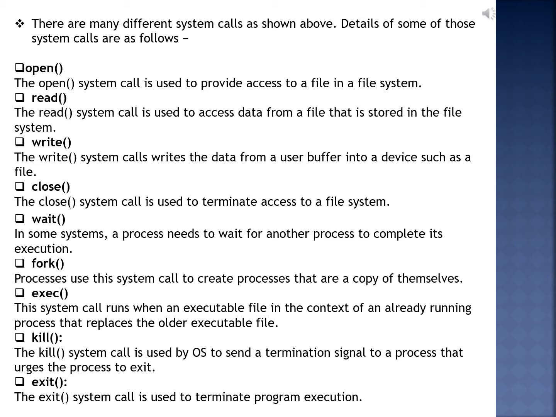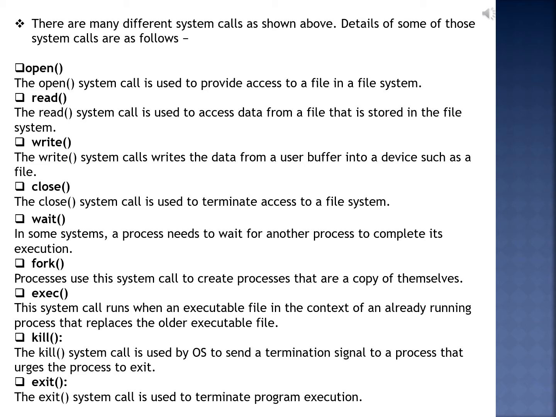The open system call is used to provide access to a file in a file system. This system call allocates resources to the file and provides a handle that the process uses to refer to the file. A file can be opened by multiple processes at the same time or be restricted to one process. It all depends on the file organization and file system.